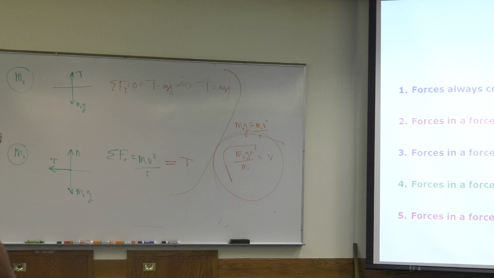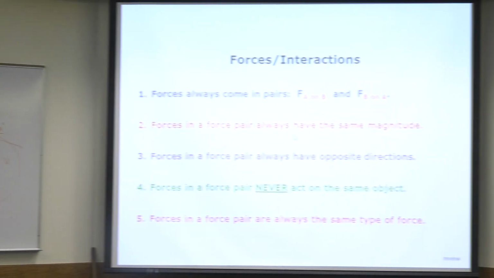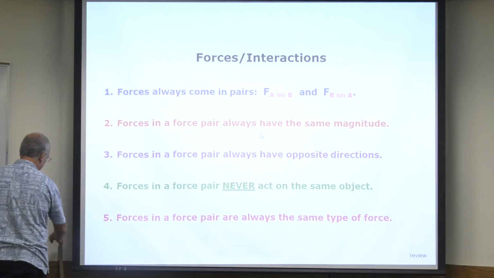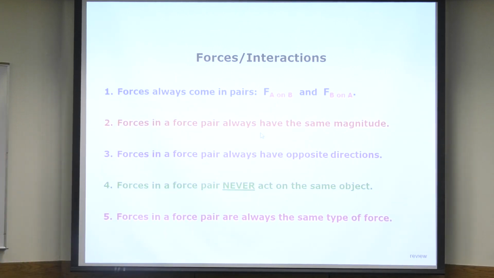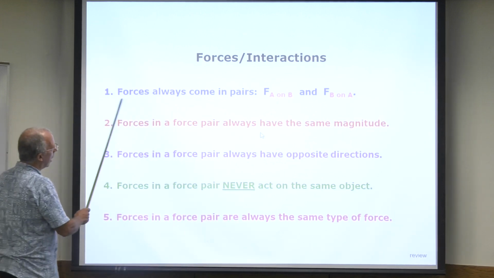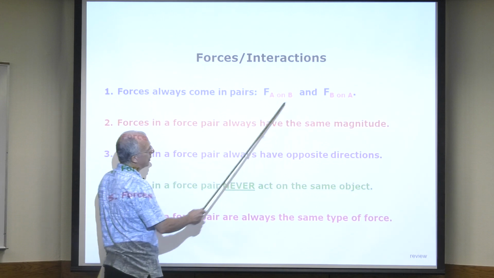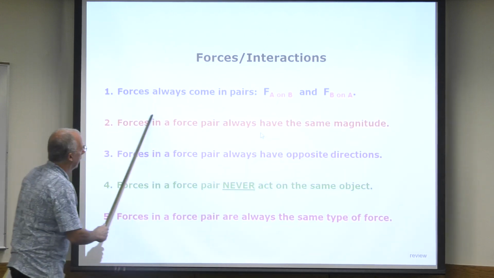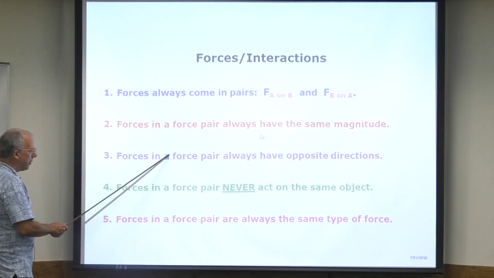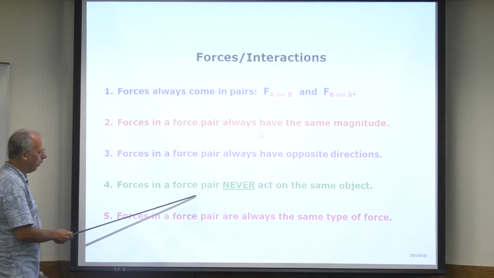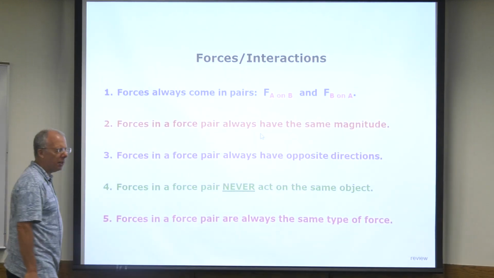Forget it. All right. Oh, yeah, this is a nice little review here. And there's something new I didn't tell you yet. So oftentimes you'll be asked a question, which forces form members of the same force pair? So this will help you. So forces always come in pairs, right? If there's an A on B, there has to be a B on A. Same magnitude, opposite direction. Forces in a force pair never, never, never act on the same object.